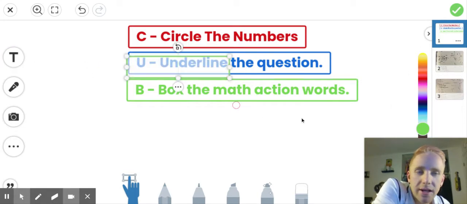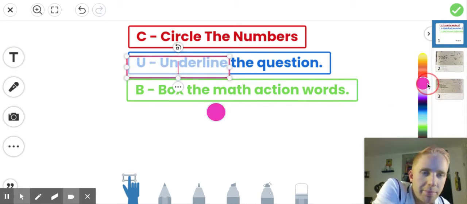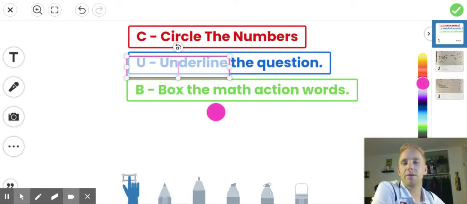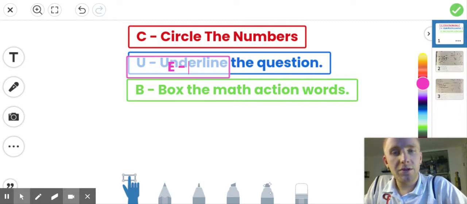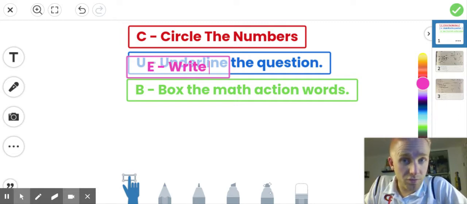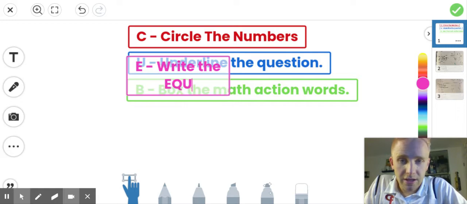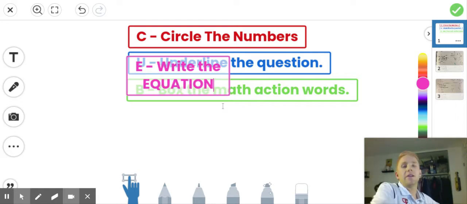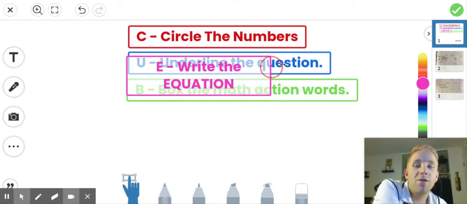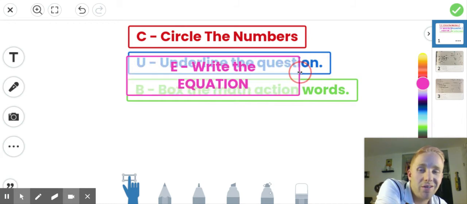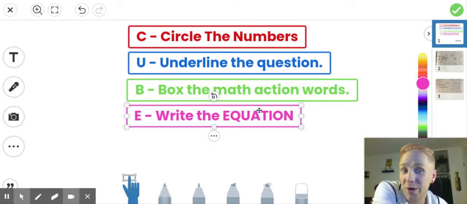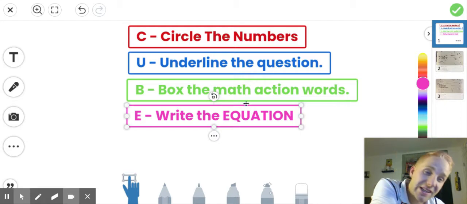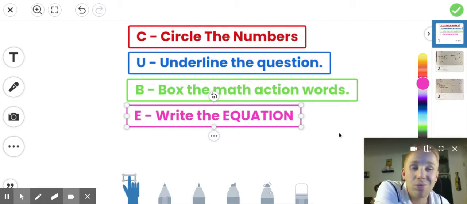Let's go ahead and add our next letter. Let's make this one, I think pink will be a good one for this one. And this is our E, which means that it's time to write the equation. Because the equation is really important because it helps us make sure that we actually did it right. Is our equation correct? If I think that the math action words and the question tell me addition, does my equation have addition in it? If it doesn't, do I need to fix it?